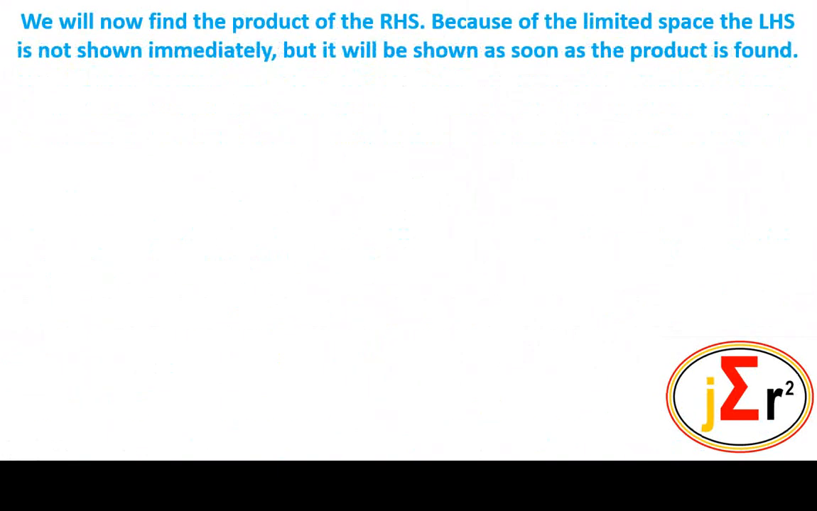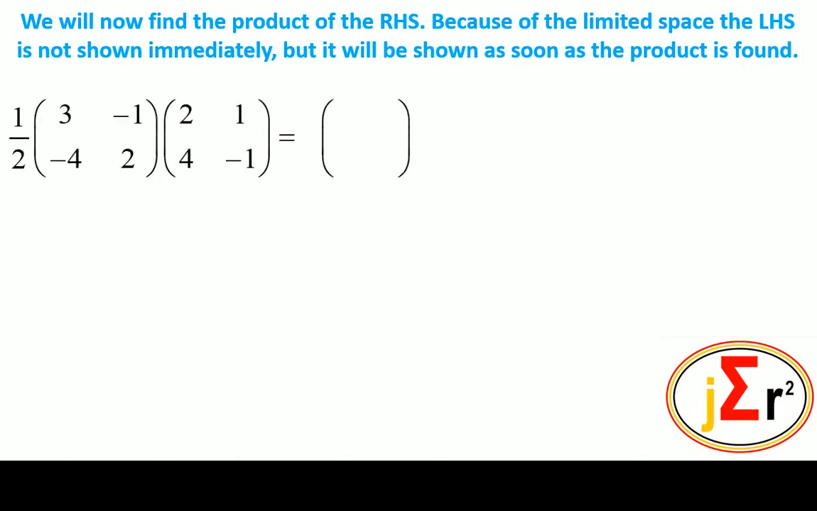We will now find the product of the right hand side. Because of the limited space, the left hand side is not shown immediately, but it will be shown as soon as we are ready for it, as soon as the product is found. Notice that what we have is the right hand side of the equation, and we are not showing the left. We are just leaving it out. The left is left out at the moment. We will include that a little bit later. The emphasis should be on this product, and we will go straight ahead.